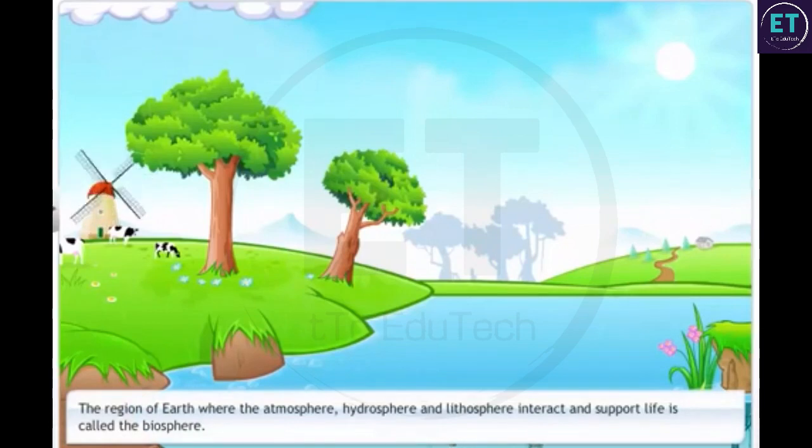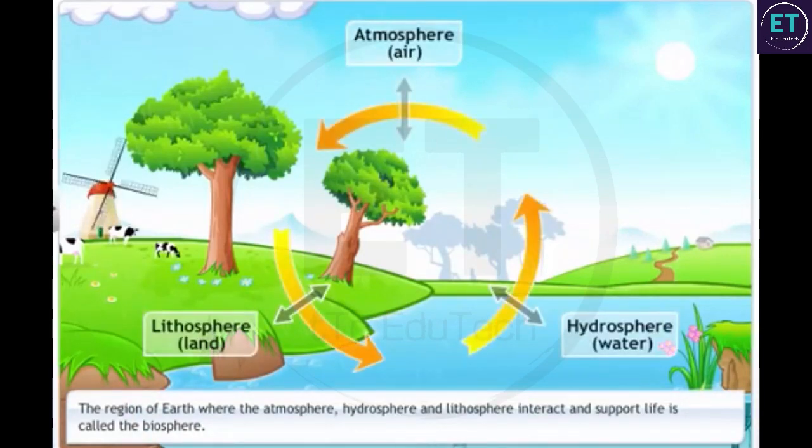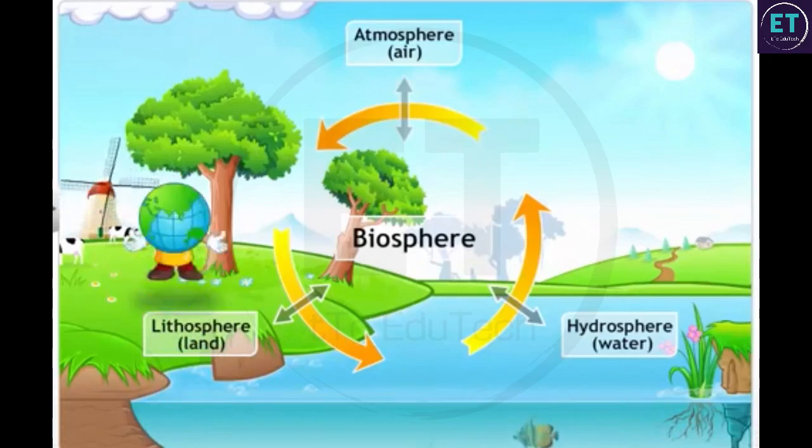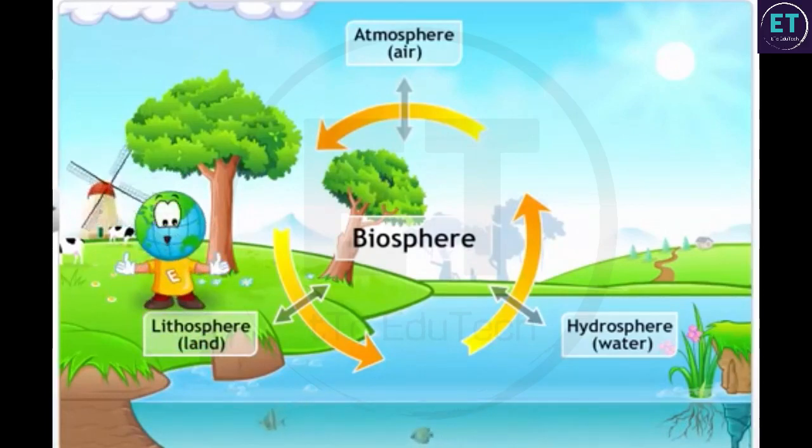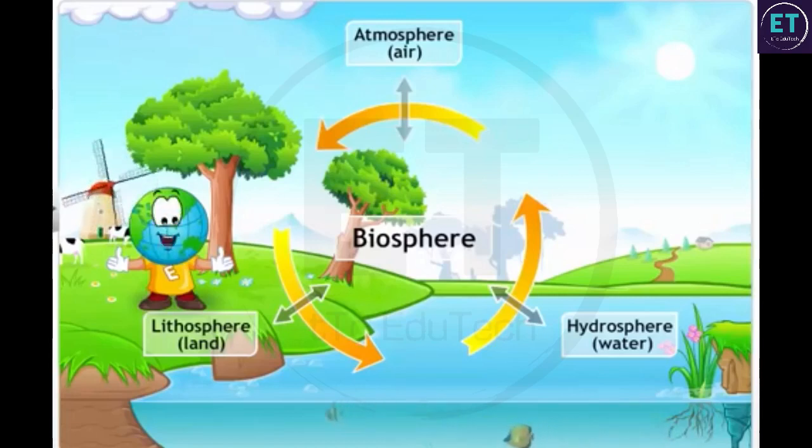The region of Earth where the atmosphere, hydrosphere, and lithosphere interact and support life is called the biosphere. Wow! I didn't know that. But I know what bio means. Bio means life. Let's find out more.